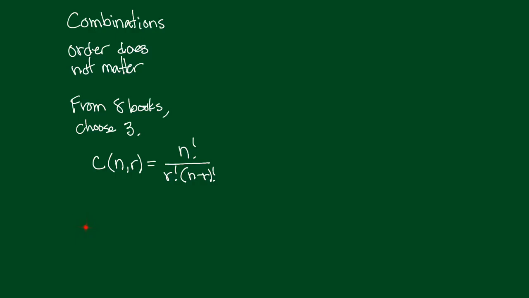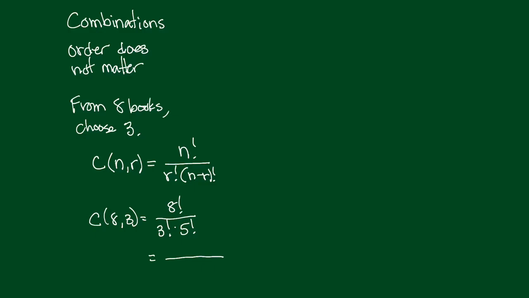So what we're going to get here is this. A combination of 8 choose 3 is going to be 8 factorial, the total number of objects you have, divided by the number you're going to use, factorial, times the number that are left over, that you're not going to use. I'm going to use 3, and if there's 8 and I use 3, there's 5 left over. So 5 factorial.